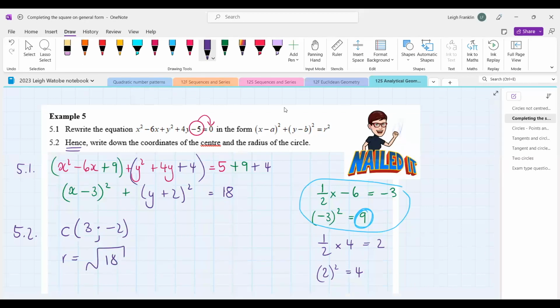Ludwina? Hi, ma'am. I wanted to ask why we don't square the 18 in 5.1. Why don't you square it? Because the equation has r squared. Yes, so 18 represents r squared. Oh, okay. So whatever's on the right-hand side when it's in center-radius form, that is r squared. Okay, all right. Any other questions?